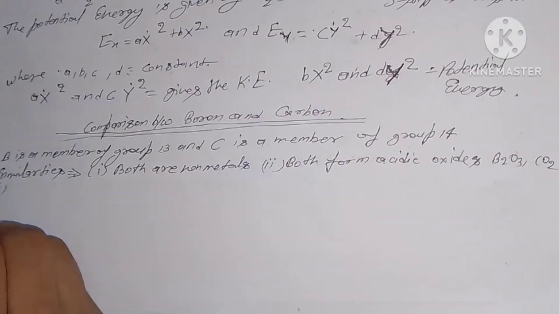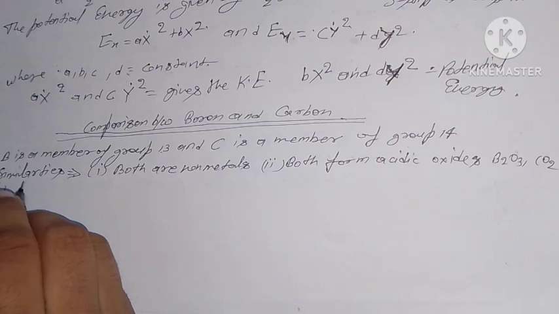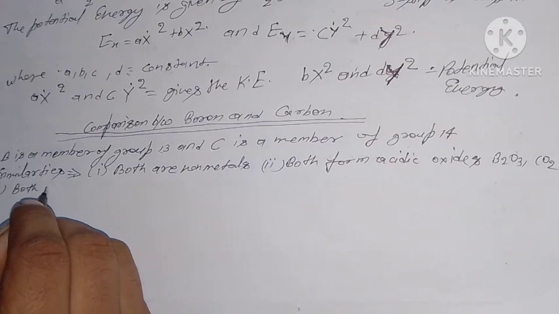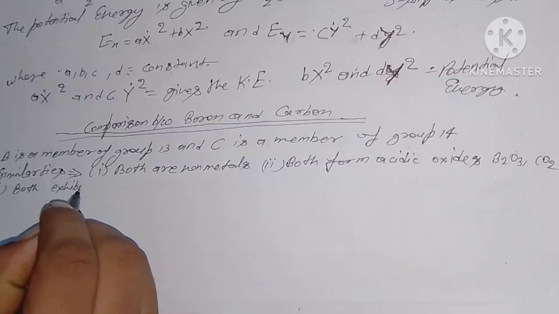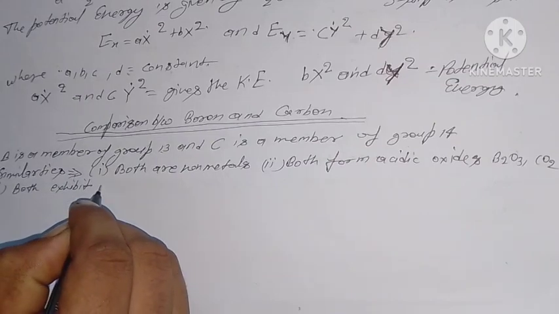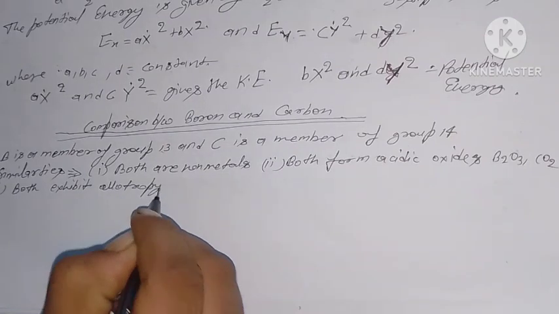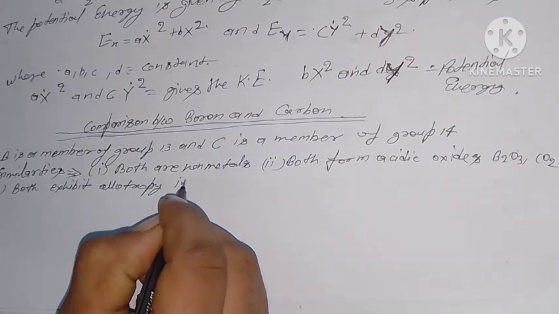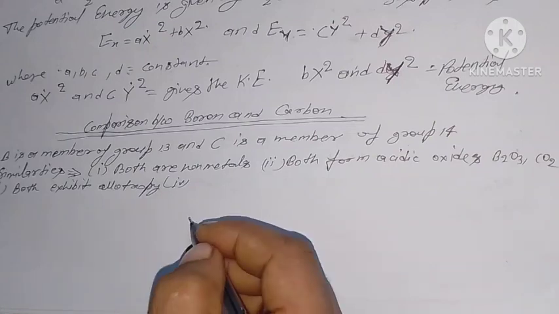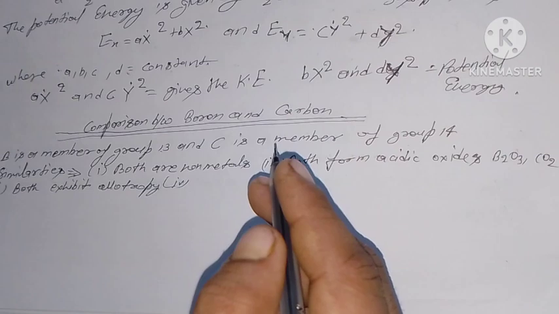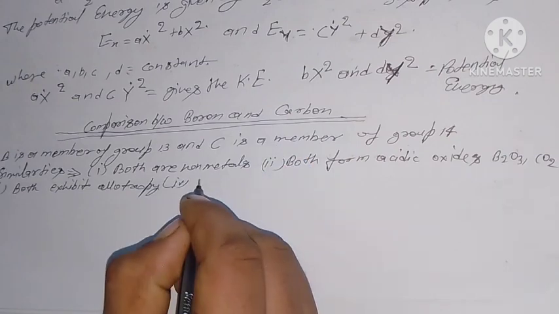Third point: both exhibit allotropy. Fourth point: they combine with metals to form borides and carbides respectively.